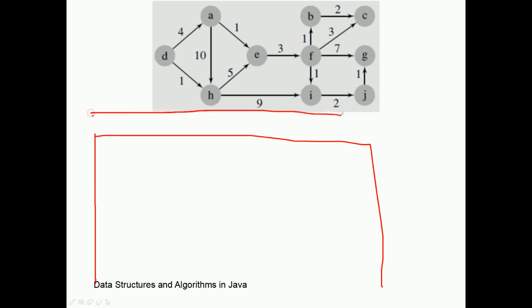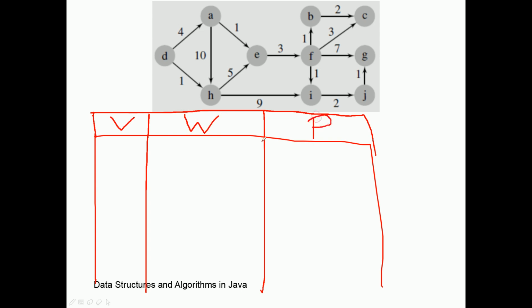I'm going to use even this top part. So these are the vertices and the weights. V for vertices, W for the weights, P for the predecessor. And we have A, B, C, D, E, F, G, H, I, and J. Now the initial weights are going to be infinite for all except for D, which is going to be 0.